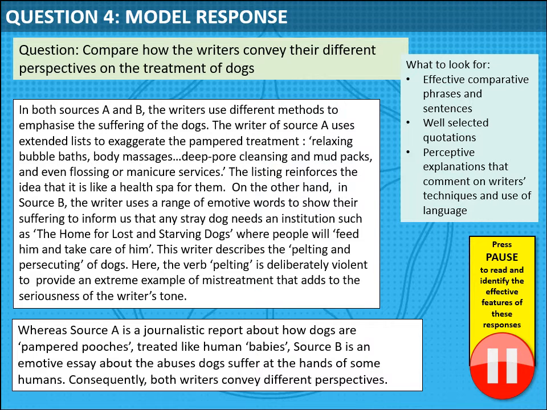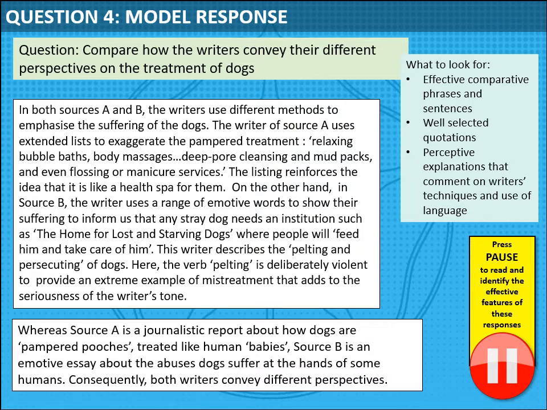Question 4 on the GCSE paper is worth 16 marks and is testing you on your ability to compare both sources and to analyse the writer's methods and use of language. Question 4 asks you to compare how the writers of both sources convey their different perspectives on the treatment of dogs.